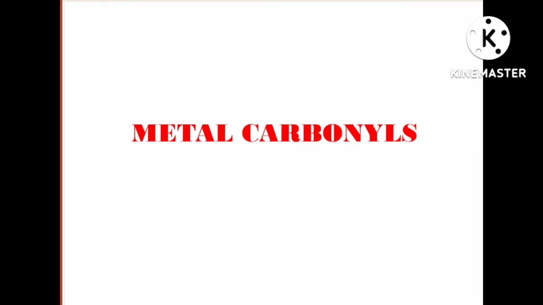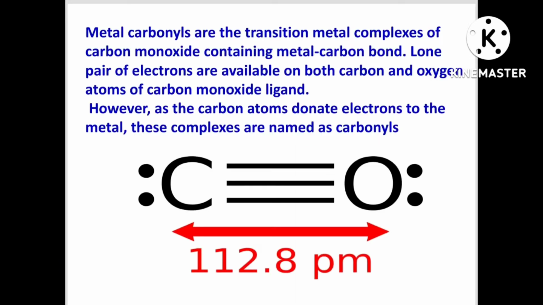My dear students, in this video we are going to study the structure and bonding in metal carbonyl compounds. Metal carbonyls are the complex compounds formed by carbon monoxide with the transition metal atoms. In these compounds, carbon monoxide acts as the ligand. In carbon monoxide, both the carbon atom and the oxygen atom have a lone electron pair, but only the carbon atom gives its electron pair for bonding. So that's why these compounds are known as the metal carbonyls.